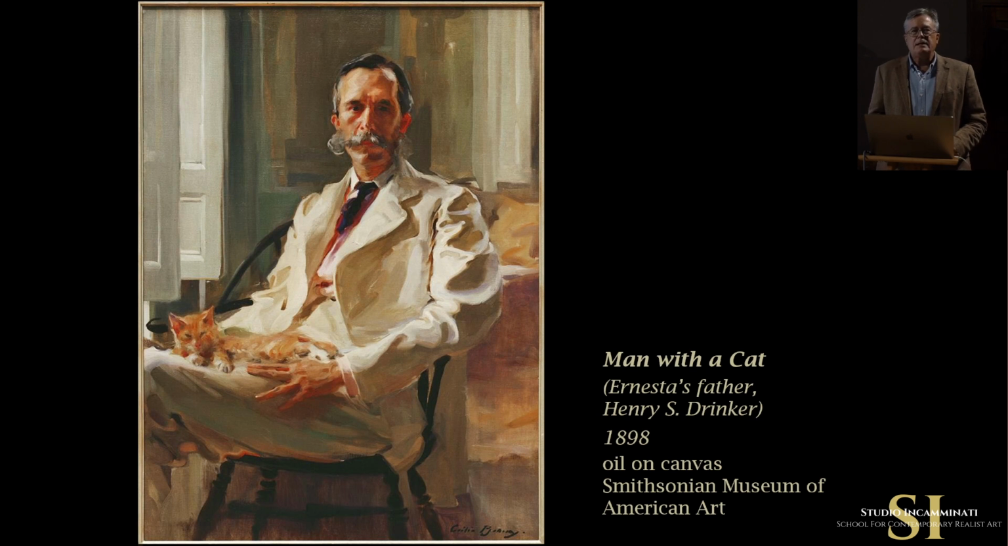Later on, Cecilia did this portrait of her brother-in-law, Etta's husband, Henry Drinker. This is in the National Portrait Gallery. It's more commonly known as Man with a Cat. And you can see this suave handling, very broad brush, painterly handling, and nice sense of simplicity of planes and more.